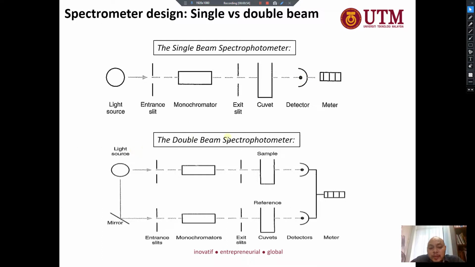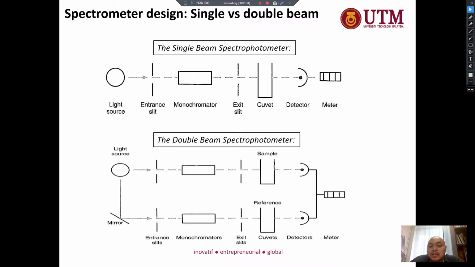In the double beam spectrophotometer, we have this kind of schematic diagram. For example, here is the light source, and we have the mirror. So the ray goes over here, and the ray from this side will also reach the monochromator. So we have the sample, we have the reference, and we will reach the detectors, and we can get the result simultaneously.